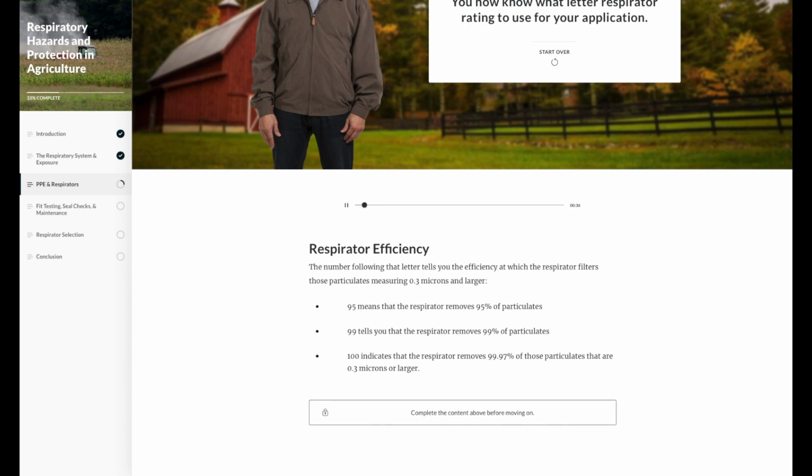The number following that letter tells you the efficiency at which the respirator filters those particulates, measuring 0.3 microns and larger. 95 means that the respirator removes 95% of particulates. 99 tells you that the respirator removes 99% of particulates. 100 indicates that the respirator removes 99.97% of those particulates that are 0.3 microns or larger.